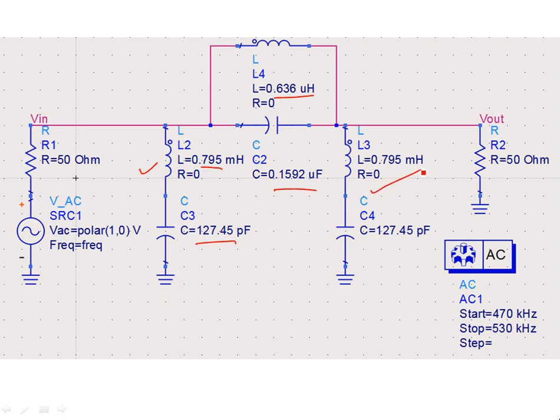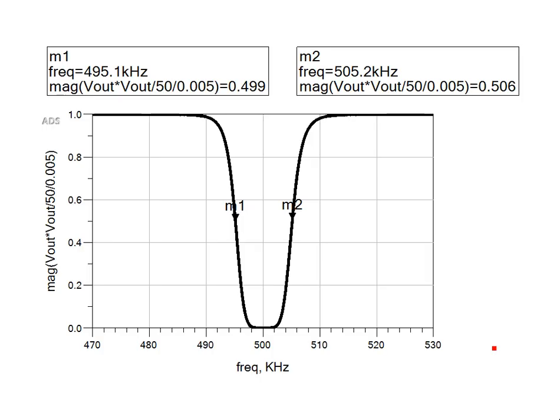load, 50 ohms. And if you're going to simulate, you're going to do the linear AC analysis from 470 to 530 kilohertz. That involves the center frequency of 500 kilohertz. You're going to get a bandwidth. This is again the normalized power response. Okay, why? Because it's consisting of V out squared.